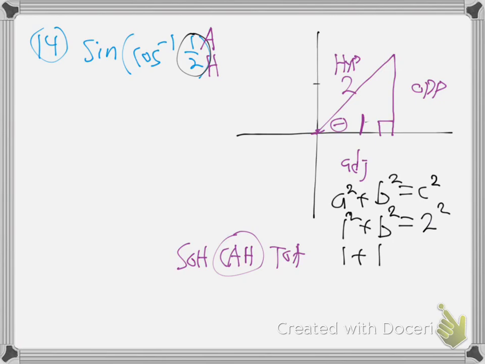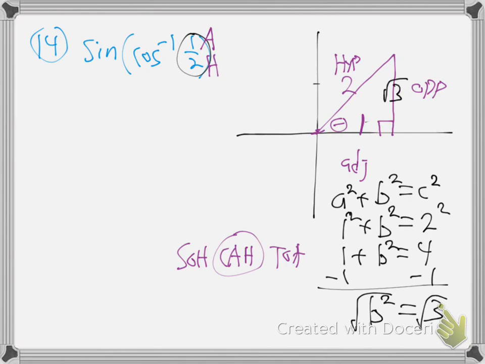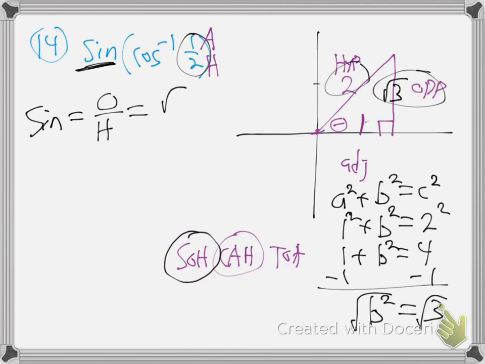So that'd be 1 plus b squared is 4. Subtract 1. b squared is 3. Root it. Square root of 3. So this side is square root of 3. That okay? Now we're ready to finish the question. Sine is the final thing they want us to do. So how do we do sine? It is opposite over hypotenuse. So opposite over hypotenuse, root 3 over 2.